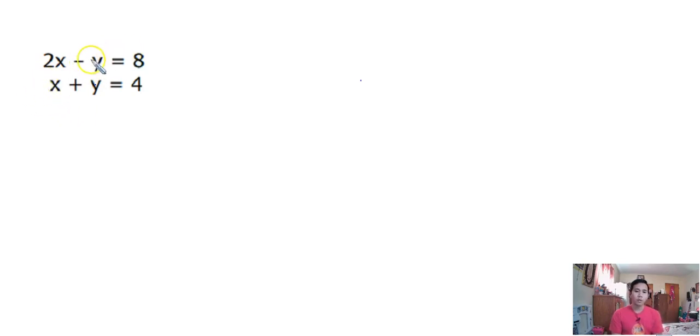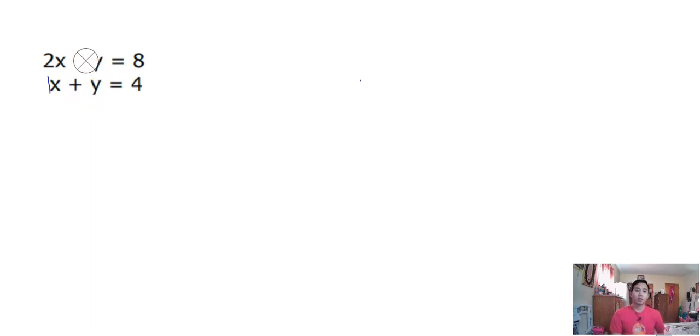So the first question is, what variable has the same coefficient? The variable y has 1, because 2 and 1 are not the same. So for y, the coefficients are the same, which is 1. And then the second question is, when they are the same, are they opposite? Yes, because one is negative 1y and the other one is positive 1y.